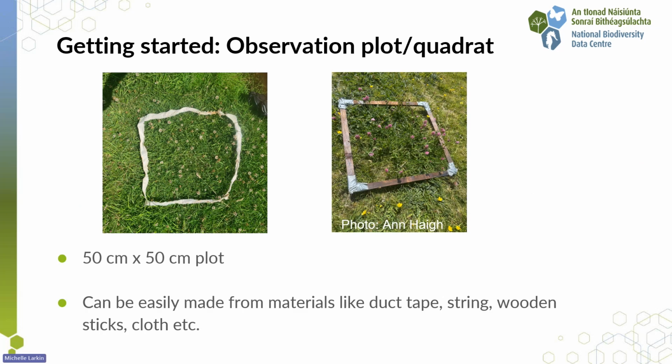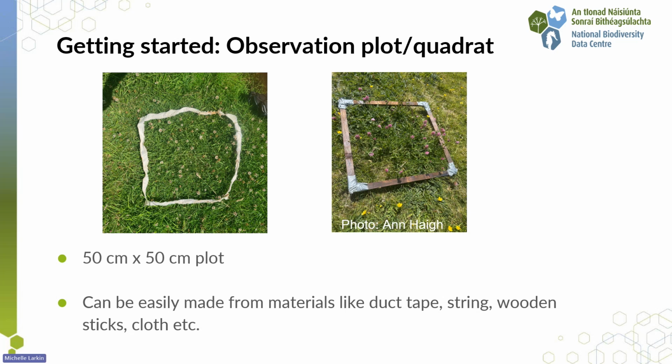So before we go out and start doing insect counting, you should set up what we call an observation plot or quadrat. Basically for the FIT counts, we record everything that's within a 50 by 50 centimeter plot. These can be very easily made from materials like duct tape, string, wooden sticks, cloth, etc. The picture here on the left, I made an observation plot from muslin cloth, so it's very easy to make these plots. Duct tape is probably going to be the handiest.